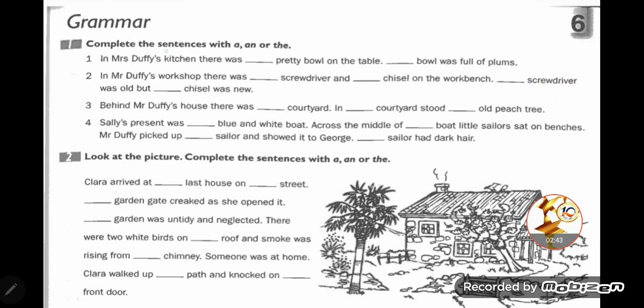هلا هون بحكي لنا complete the sentences with a, an or the. رح نكتب sentences with a, an or the. Let's start. Number 1. In Mr. Duffy's kitchen there was a pretty bowl on the table. Bowl was full of plums.